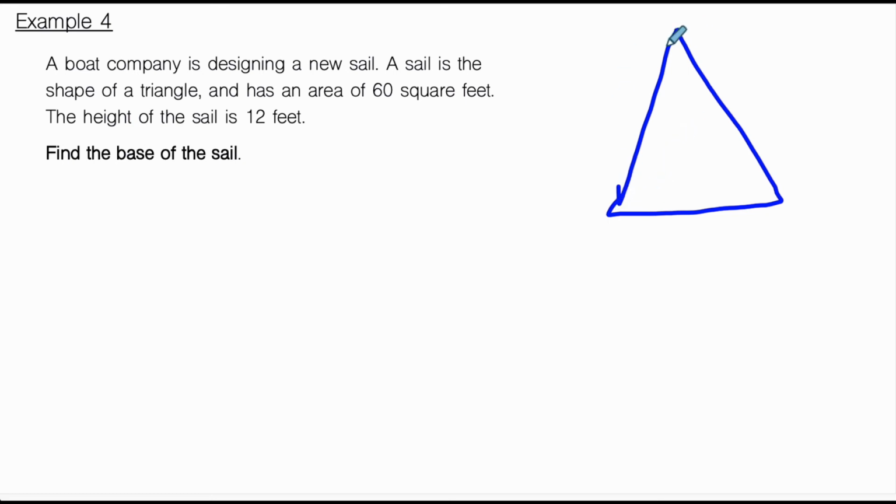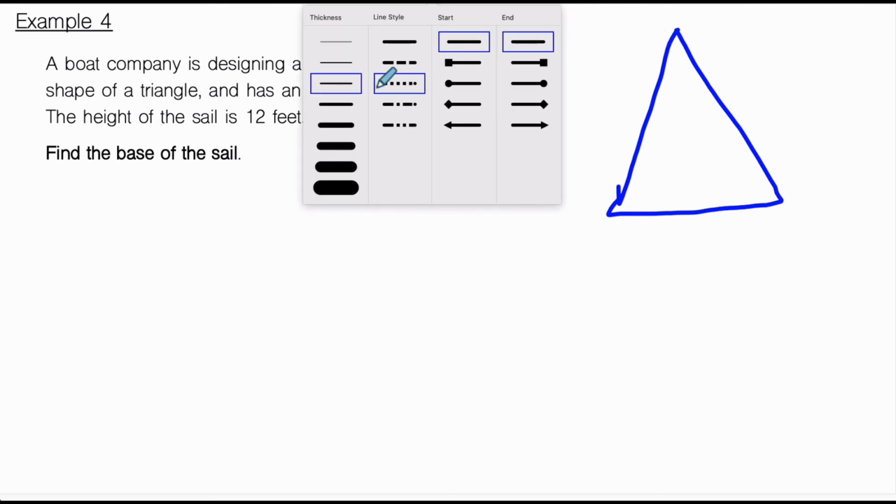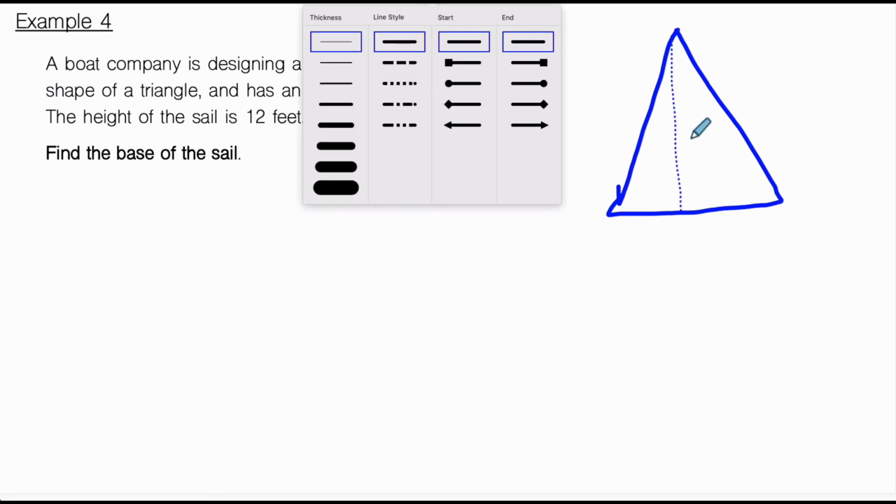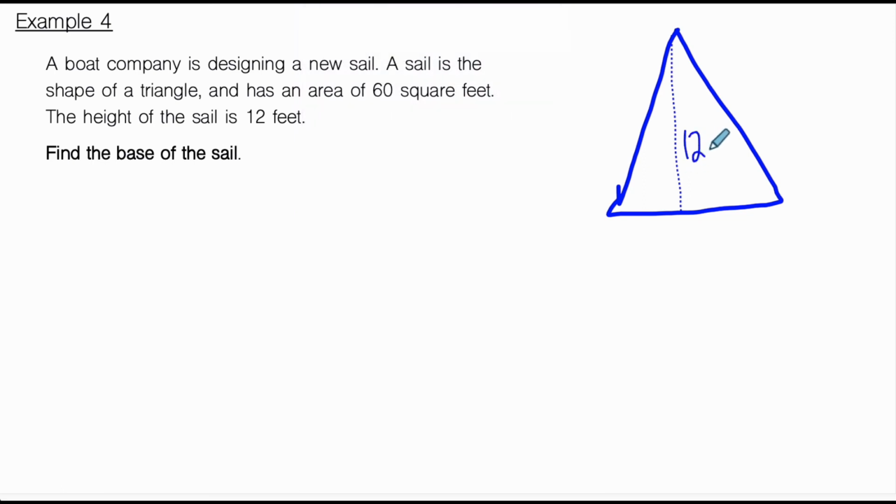And they know that they want to make the height. So the height is going to be, I'll try to make it super neat. It's going to be from the top to the bottom, this straight line. And the height is going to be 12 feet. And obviously they want to say, what's the base? If we know we want it to take up 60 square feet and we know that we want it to be 12 feet tall, what does that make the base of this sail for us? How wide is it going to be? So area equals base times height times 1/2, and the area is 60.